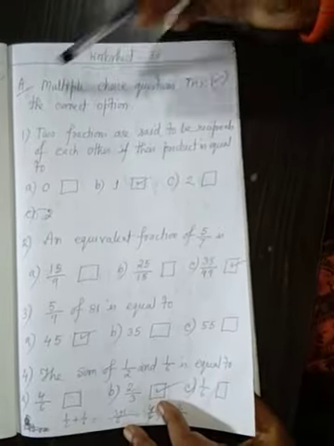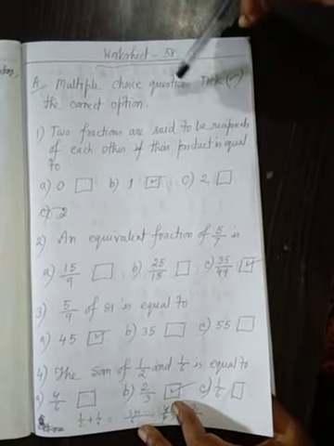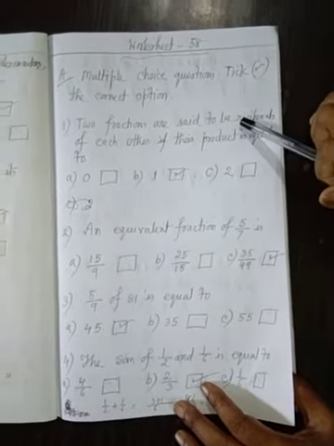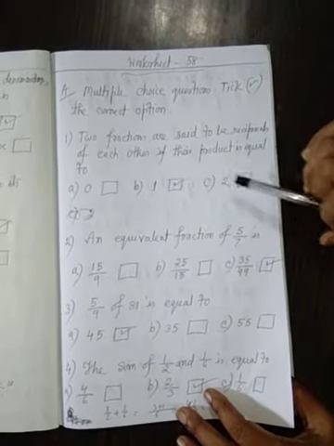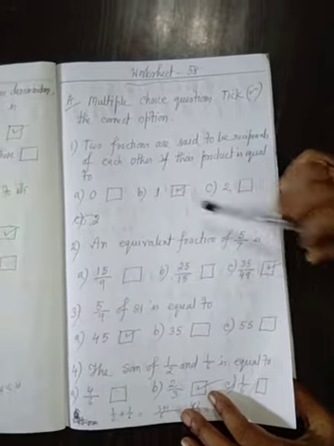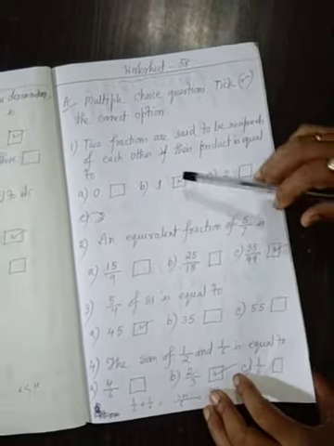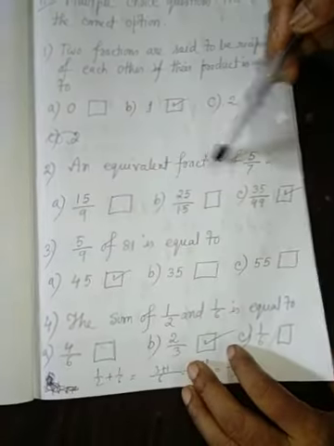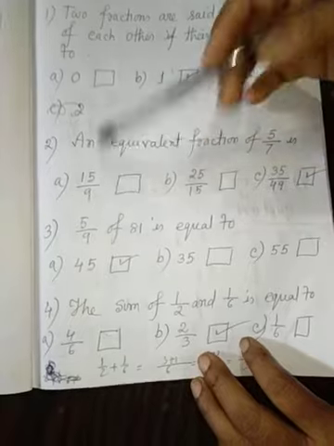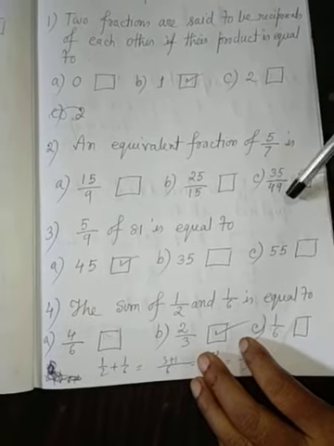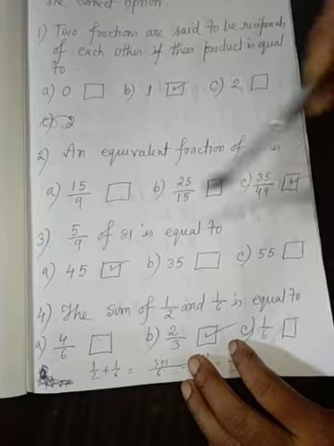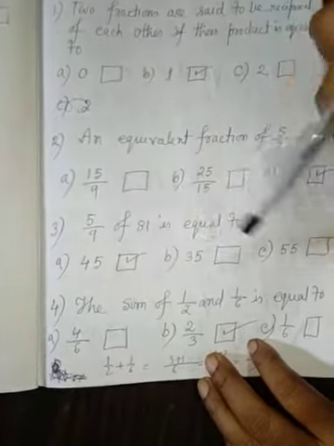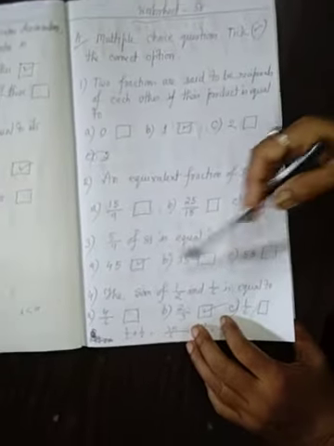Sheet 58. A. Multiple choice questions. Tick the correct option. 1. Two fractions are said to be reciprocals of each other if their product is equal to 0, 1, 2. So 1. 2. An equivalent fraction of 5 by 7 is 15 by 9, 25 by 15, 35 by 49. 35 by 49. 3. 5 by 9 of 81 is equal to 45, 35, 55. 45.